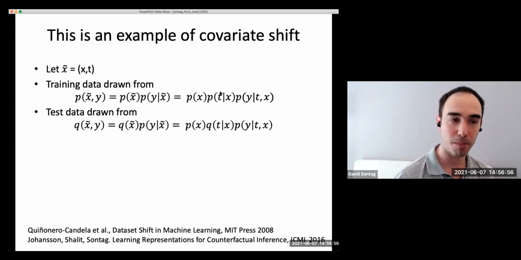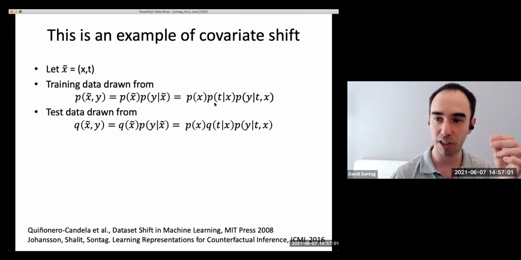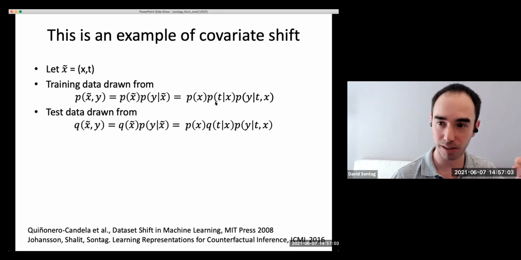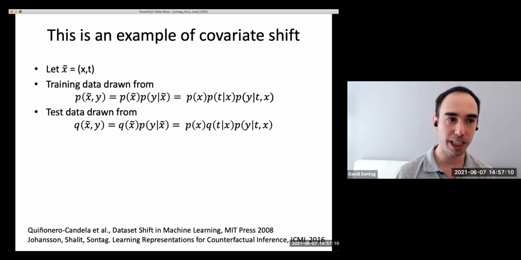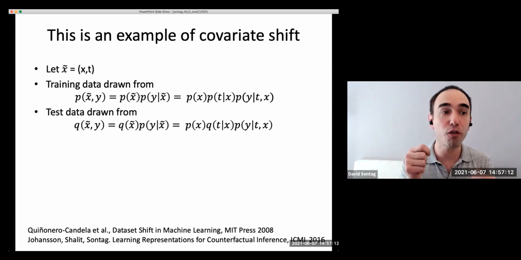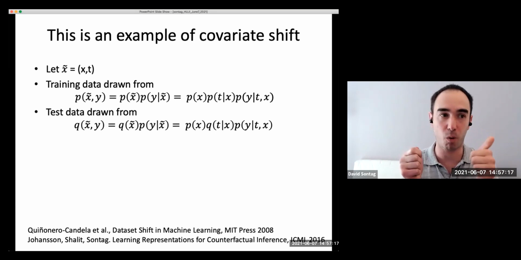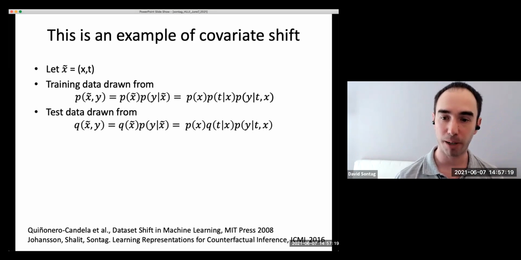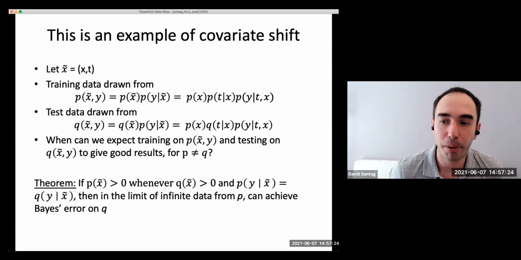In training data, existing clinical practice decides some treatment to give patients. So that's P of T given X. And at test time, we're interested in knowing what would happen under all treatments. So Q of T given X, you could think of as just being a uniform distribution over the two treatments. So Q of T given X could be, let's say, 0.5 probability of 1, 0.5 probability of 0. And that's the big difference. And so what we want to know is, if you train on P and then test on Q, when can we expect there to be good results?